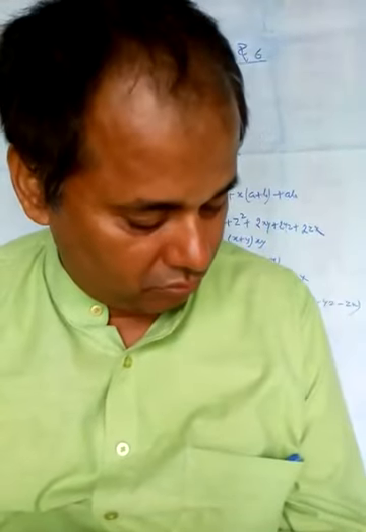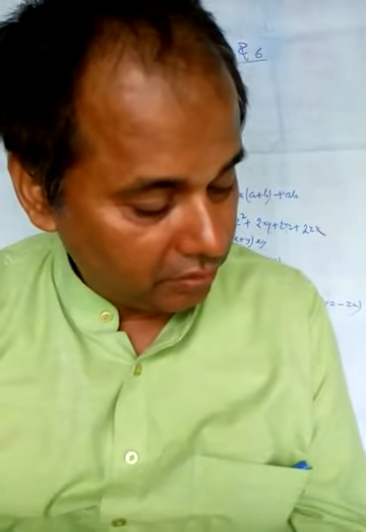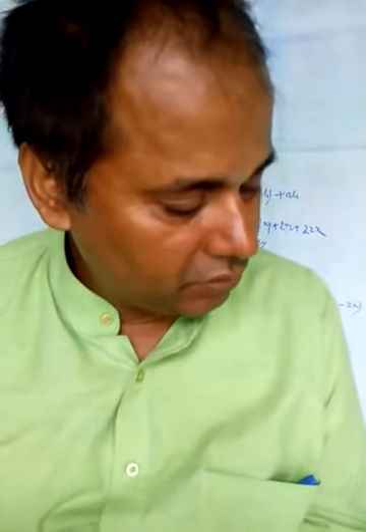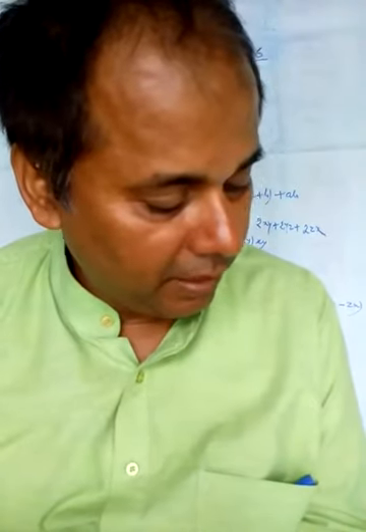The next solution is solution number 2, using the factor theorem. So 6x square plus 17x plus 5 is equal to 6.